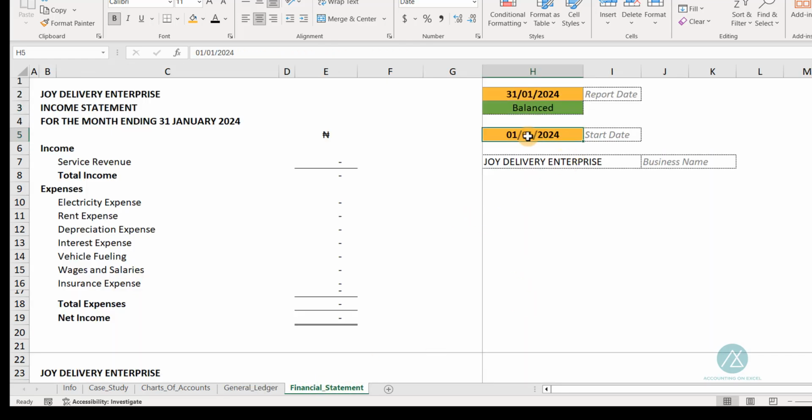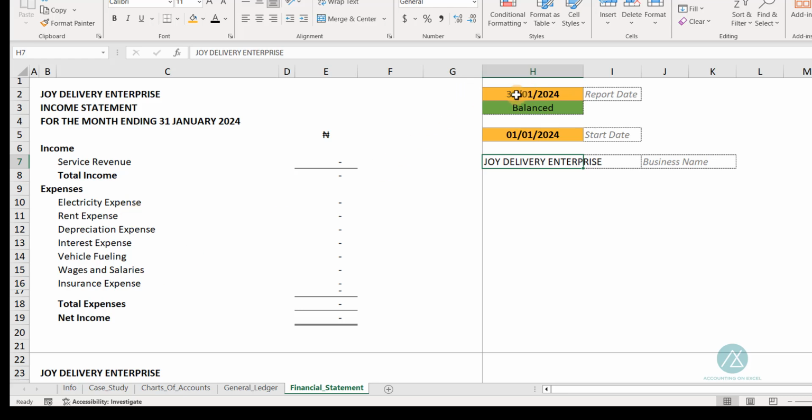Right. So this start date: when did you start using this template, and when did you start inputting transactions? For Joy Delivery Enterprise, we started using this template on the 1st of January 2024. So you put in your date. Just this, and this is where you make your entry. The rest is automated. And here you can put your business name. The business name is Joy Delivery Enterprise, and everything here will automate.